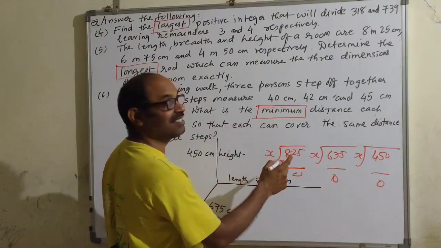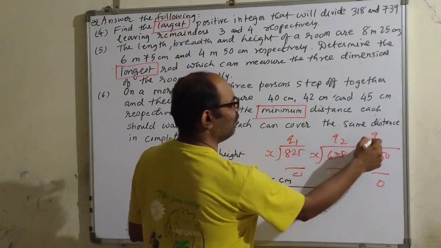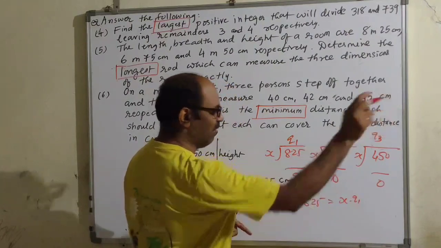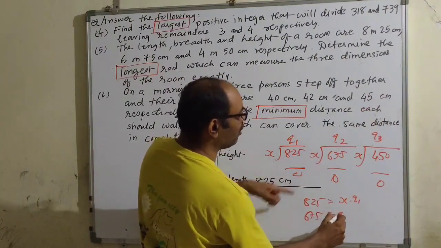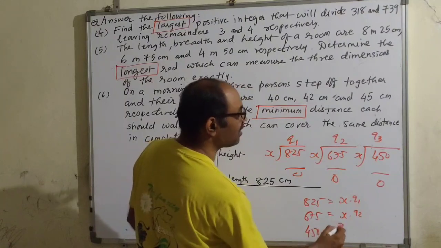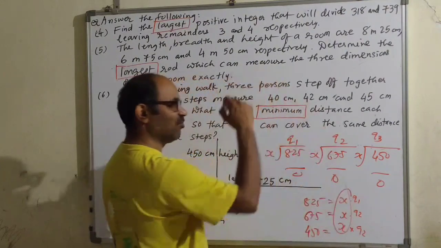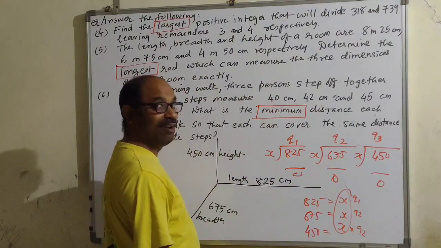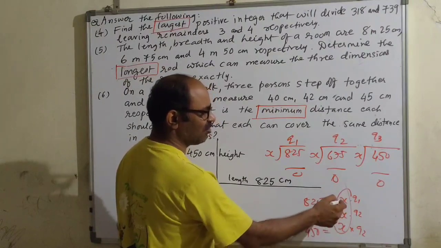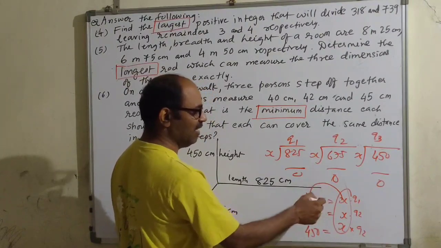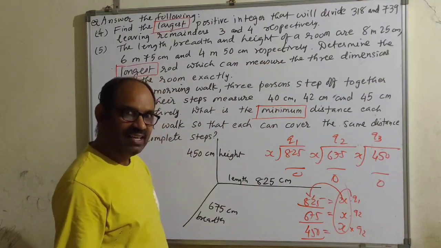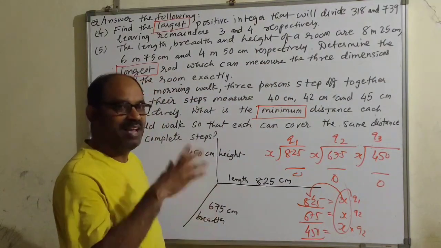Here you can say this x, q1, q2, q3. 825 is equal to x into q1 plus 0, I will not write. 675 is equal to x into q2 plus 0, I am not writing, it doesn't make any sense. 450 is equal to x into q3. See this situation, viewing HCF from a different angle. Instead of 2 numbers, we have 3 numbers. Doesn't matter, x is a factor in each product. So x is a common factor. Not only common factor, it is the highest common factor of 825, 675 and 450. Clear? So we have to find HCF here. Now it is confirmed HCF.